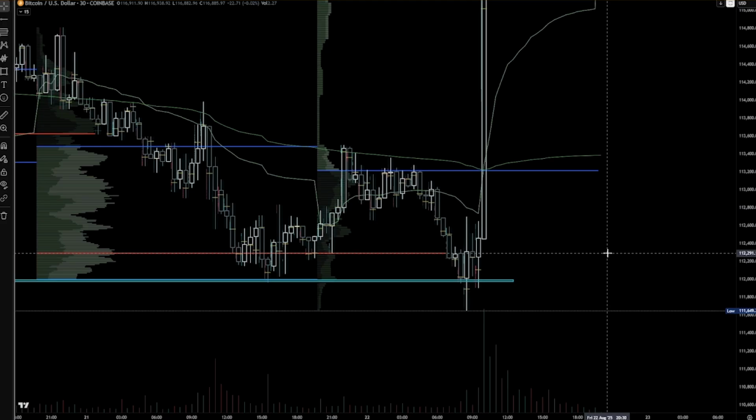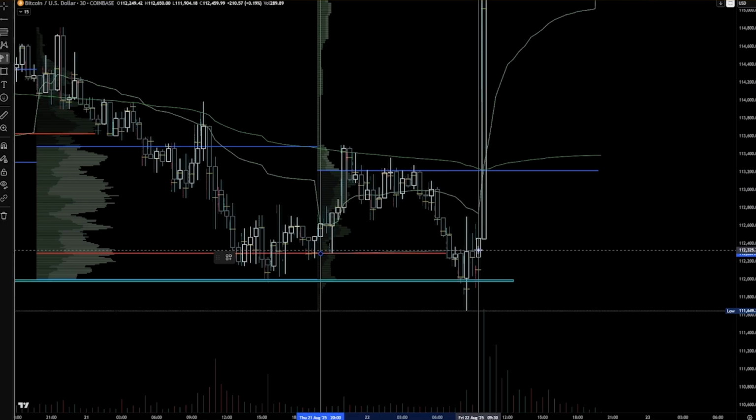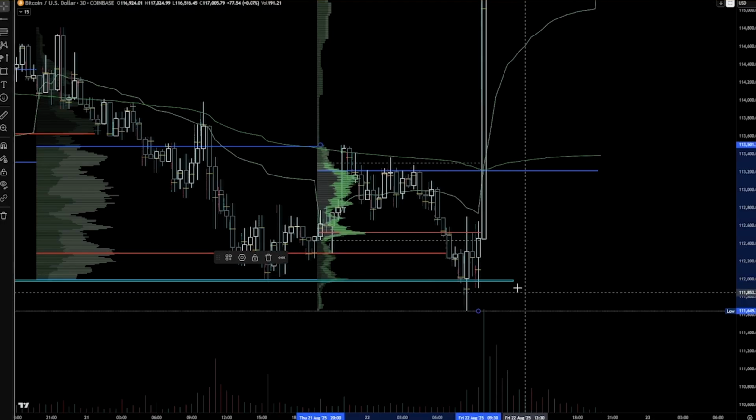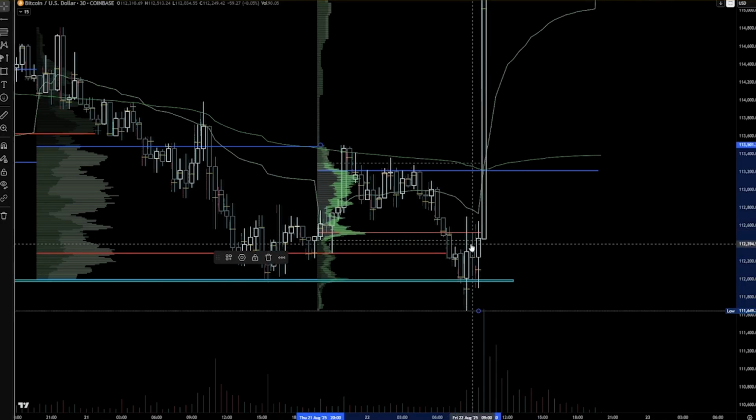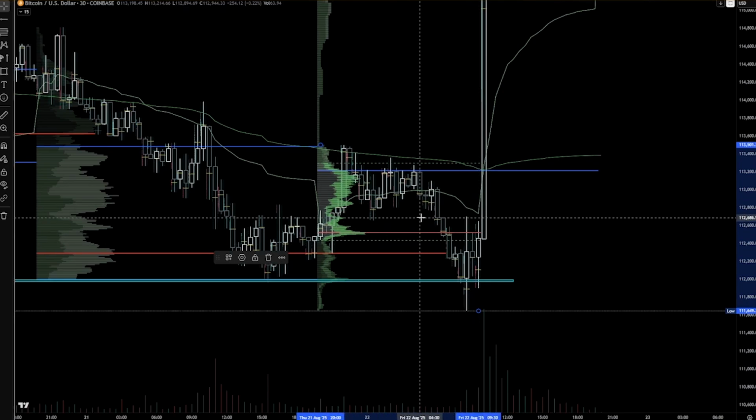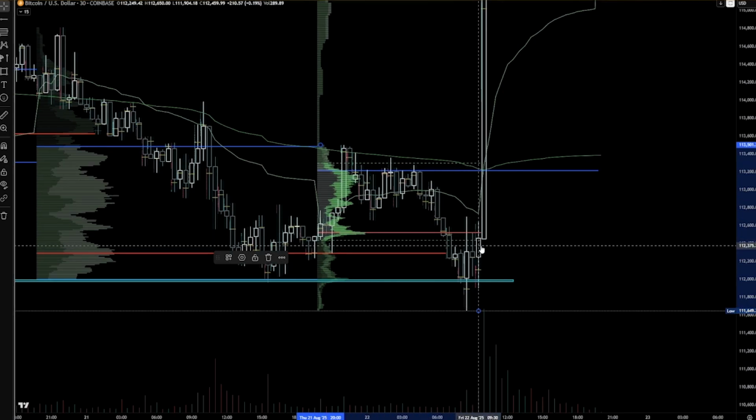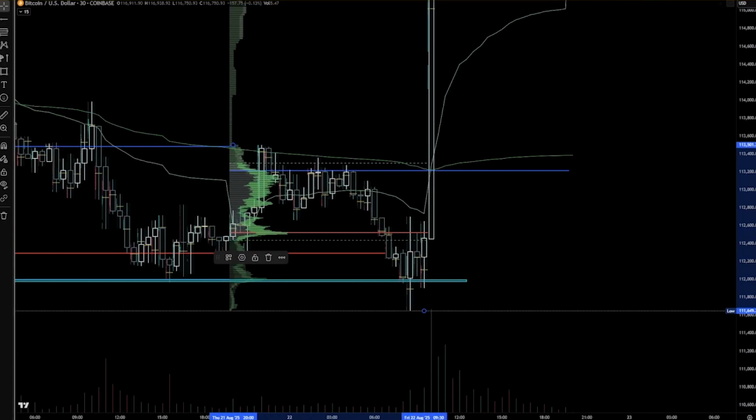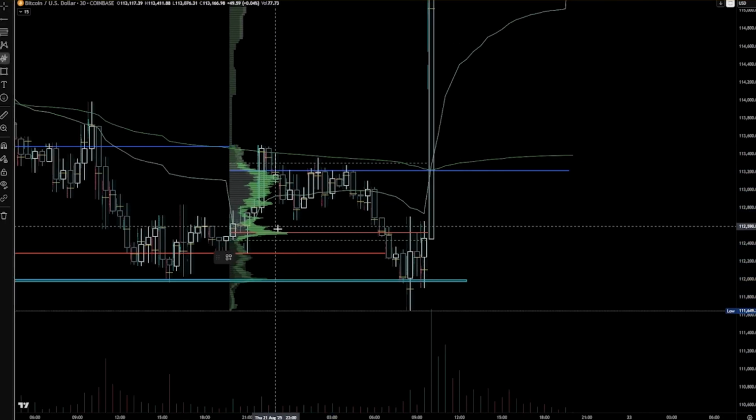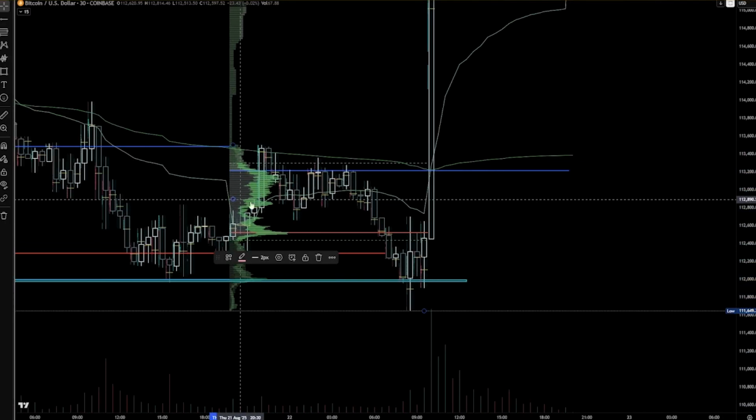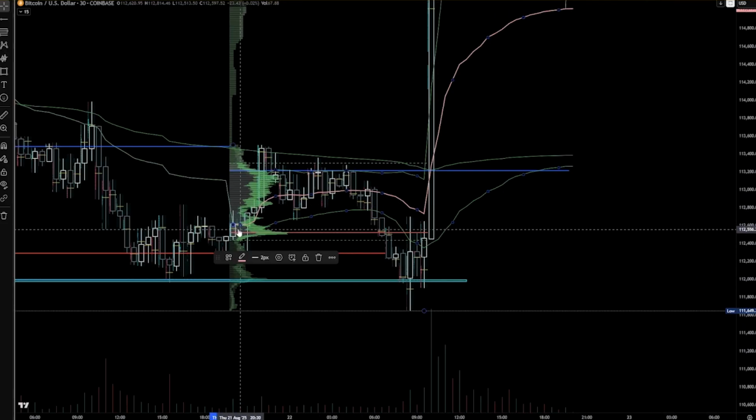Reclaimed, and at that point in time, it was previous day point of control. And you see how the developing price action, it was rejecting. It was resistance. We can even see that that's where VWAP was.